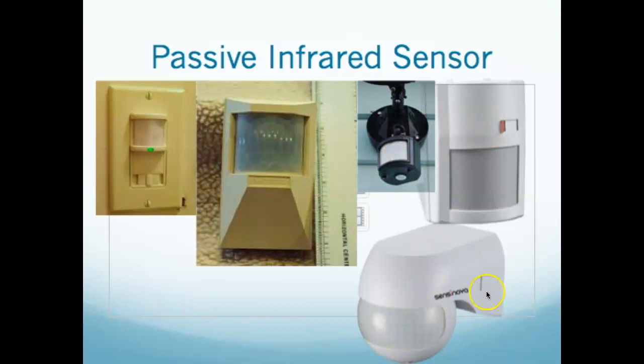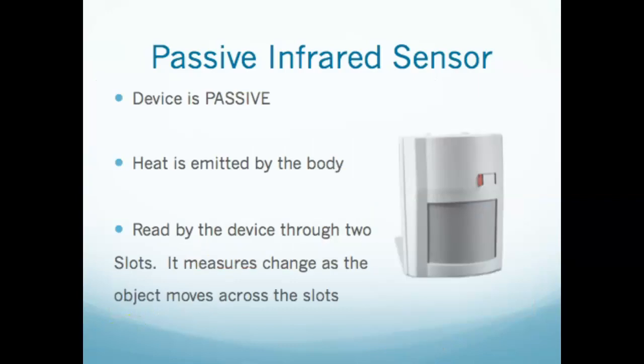This is a more advanced one. It really works on the exact same principle. It just looks a little more high-tech, and you would use this in an industrial application. But for the most part, the passive infrared sensor is just that. It just picks up heat, but it does it in a special way. So the passive infrared sensor is just that.